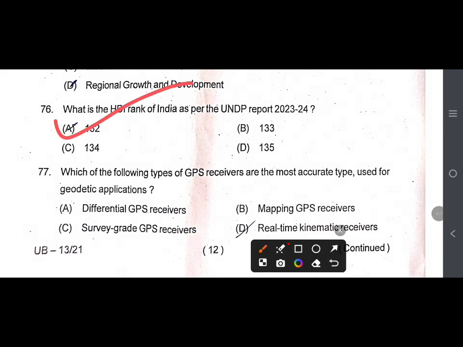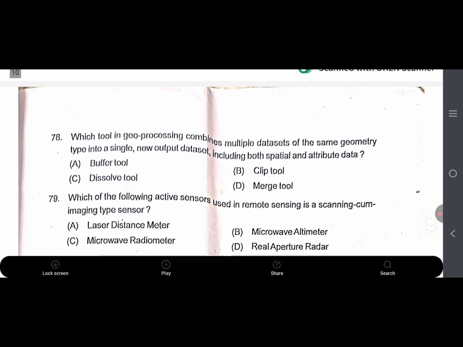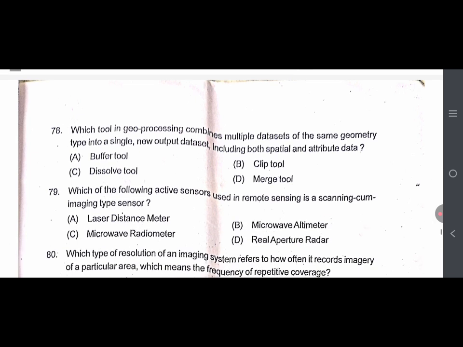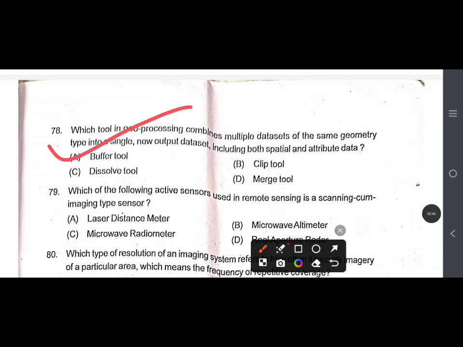77. Which of the following types of GPS receivers are the most accurate type used for geodetic applications? Okay, answer to be option D. 78. Which tool in geoprocessing combines multiple datasets of the same geometry type into a single new output dataset including both spatial and attribute data? Okay, answer to be option A, buffer tool.